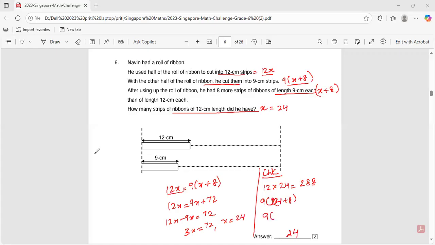So we do 9 times 32. So 9 twos are 18, 1 carry. So 288. So this is the half and this is the other half. They are matching. So that means our answer is correct. In the exam, if you get time, do check your answer so that you can be absolutely sure whether your answers are correct or not. So question number 6, answer is 24.